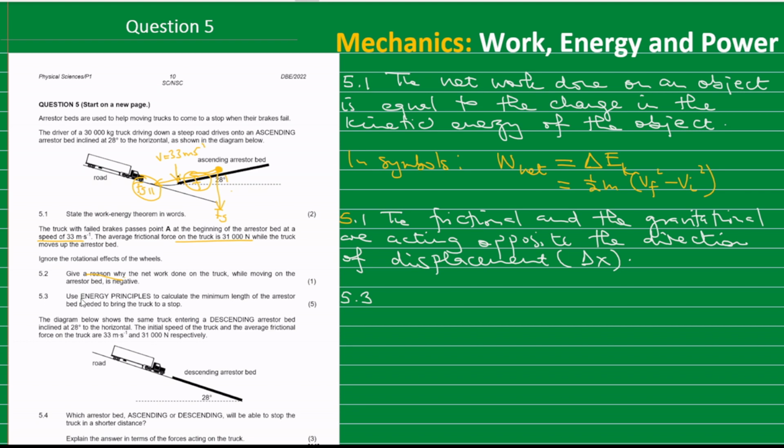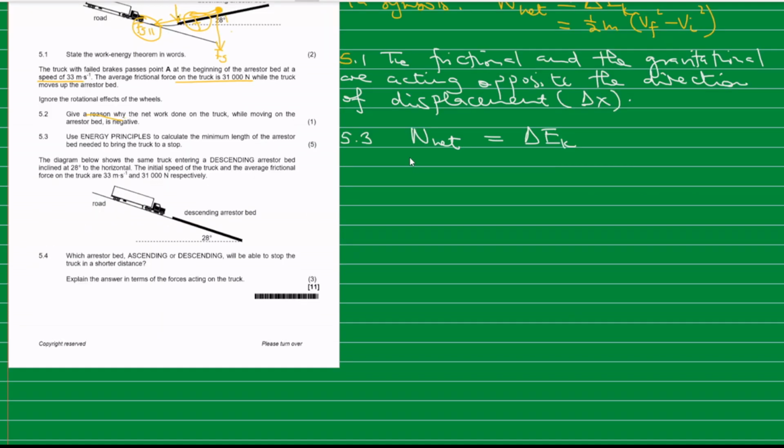In this section, the energy principles that we are going to use, we are going to revert back to the net work, the work energy theorem. As I've mentioned earlier, you write the work energy theorem as W net is equal to change in kinetic energy. There are two forces, which are the gravitational force, which is the parallel one, and we need to find the work done by the gravitational force.